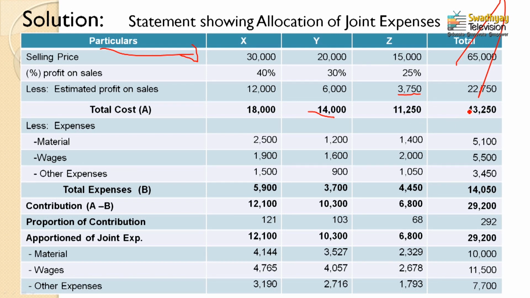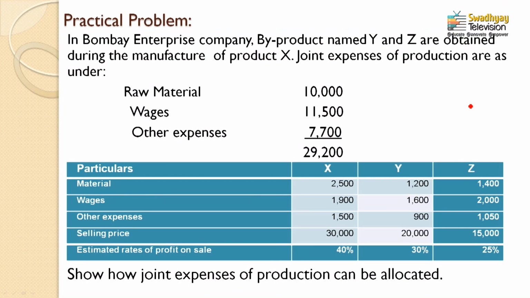Now the total of all the individual costs of X, Y and Z comes to 43,250. So 43,250 rupees is the total cost of all the three products. Now this is the first part of your solution. Now moving to the second part of the solution, and for that we need to see the question. Now see the question here.